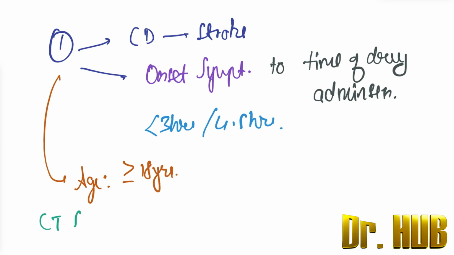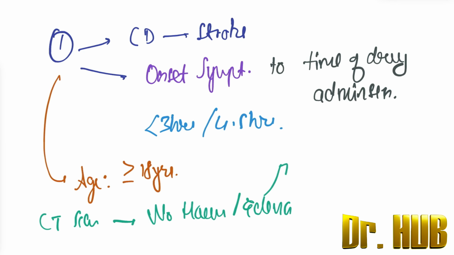Then when you look at the CT scan, the CT scan in the indication of thrombolysis of stroke shows no hemorrhage, and no edema of greater than 1/3 of the MCA territory.